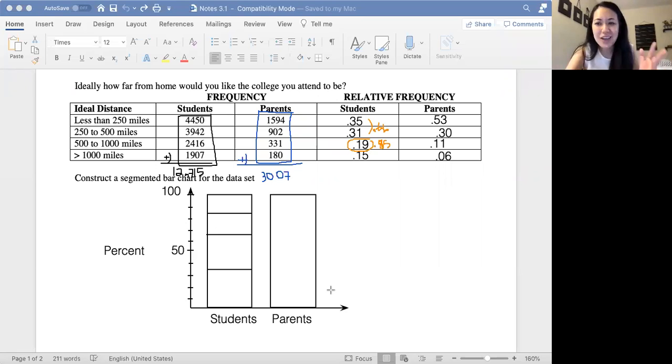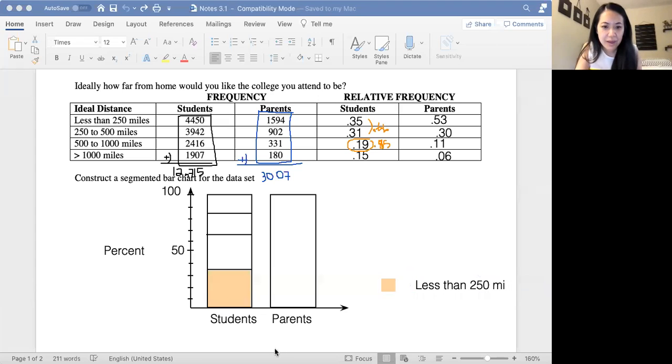Now notice I can't really tell which segment is which at this point. So what I'm going to do is, let me see if I can, I wonder if this will work actually. I'm going to try to color code this. Oh yeah, I can. Okay, so let's make orange. I'm going to make a little key here. All right, so let's make orange the first one, which is less than 250 miles. Okay.